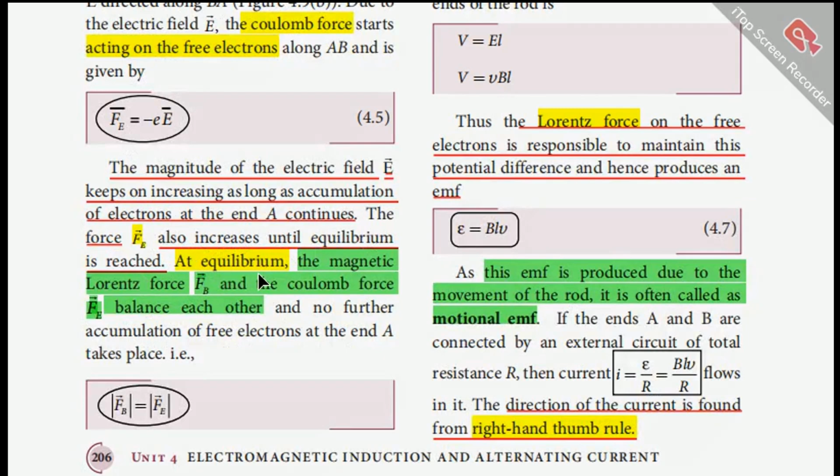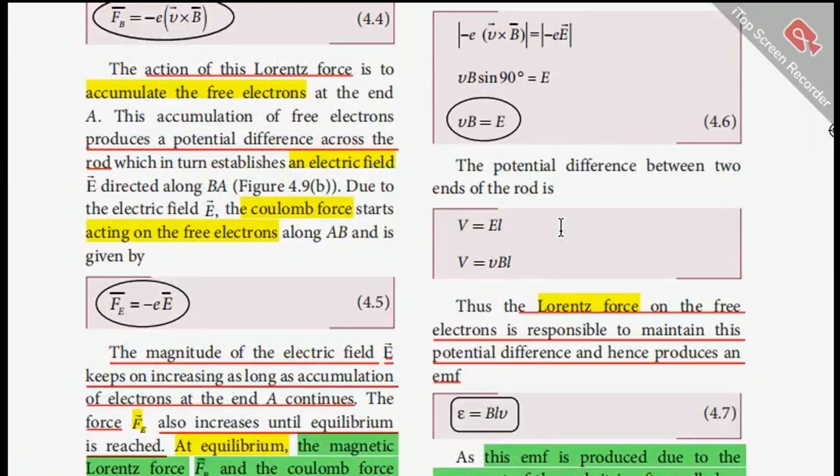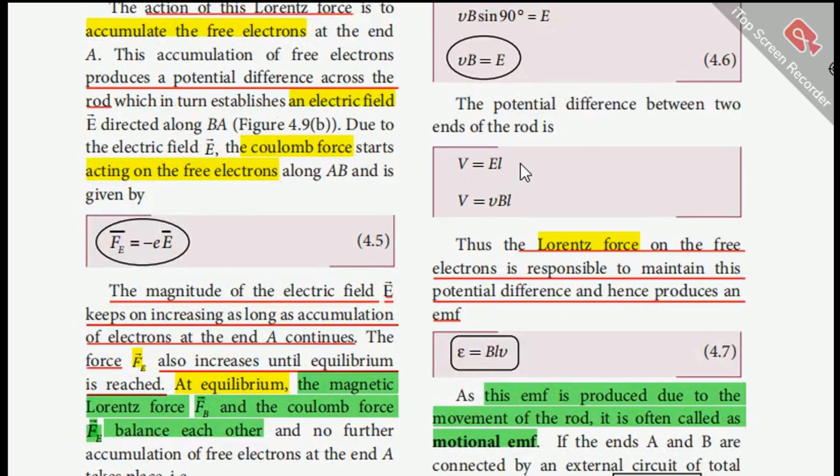And at equilibrium, what happens? The magnetic Lorentz force Fb and the Coulomb force Fe balance each other, and there will be no further accumulation of free electrons at the end A. Therefore, Fb equal to Fe, and this expression can be written as minus e times v cross B equal to minus e times E, and this can be written as vB sin 90 equal to E. As sin 90 is equal to 1, vB can be written as the electric field E. The potential difference between the two ends of the rod is given by V equal to E times L. So V can be written as vBL.